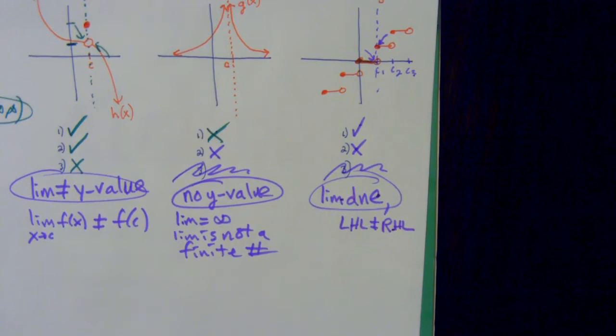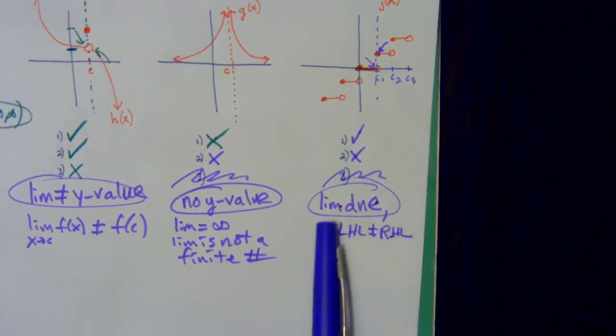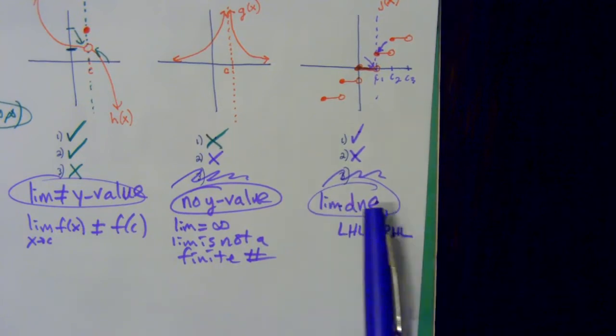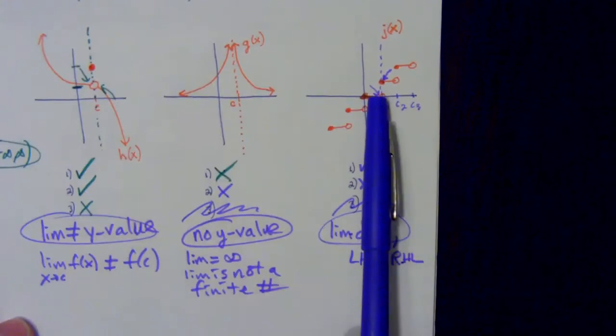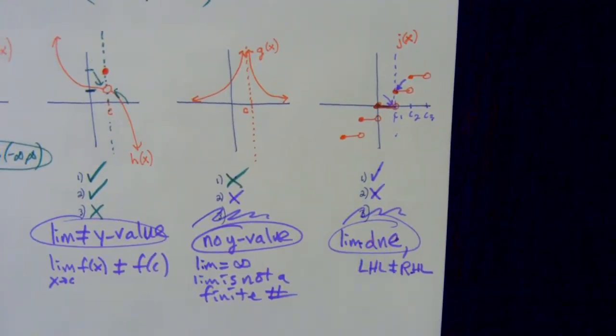Sometimes people just write down left-hand limit is not equal to the right-hand limit, and you're just giving me the reason why the limit doesn't exist. You've got to write down the limit doesn't exist first, because that's the reason why this graph is not continuous. And then this left hand not equal to the right hand is the reason why that limit does not exist.